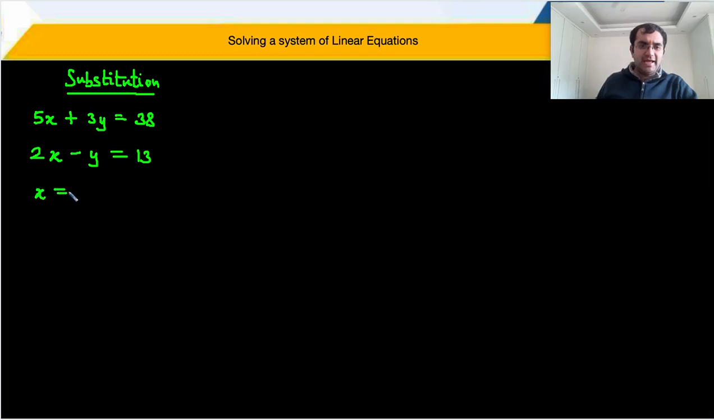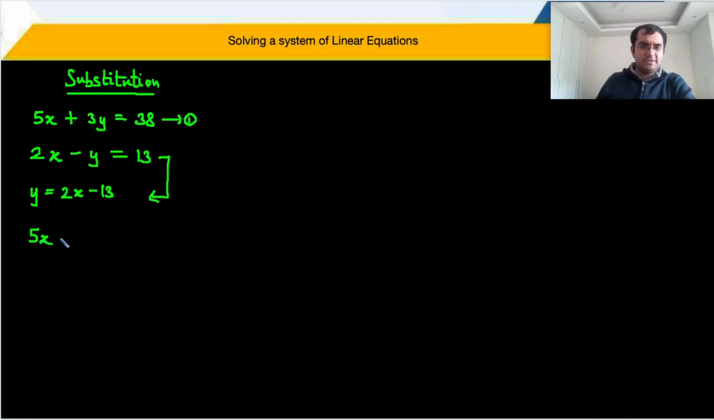If I were to write x as (13 plus y) upon 2, then a fraction comes in, and when a fraction occurs you have to take the LCM and multiple layers of simplification are required, so it becomes a little complicated. So instead, I will just write y in terms of x, y as 2x minus 13. From this equation I am creating y in terms of x, and now put it back into equation 1. Put this value of y into equation 1, solve, and you will get your answer.